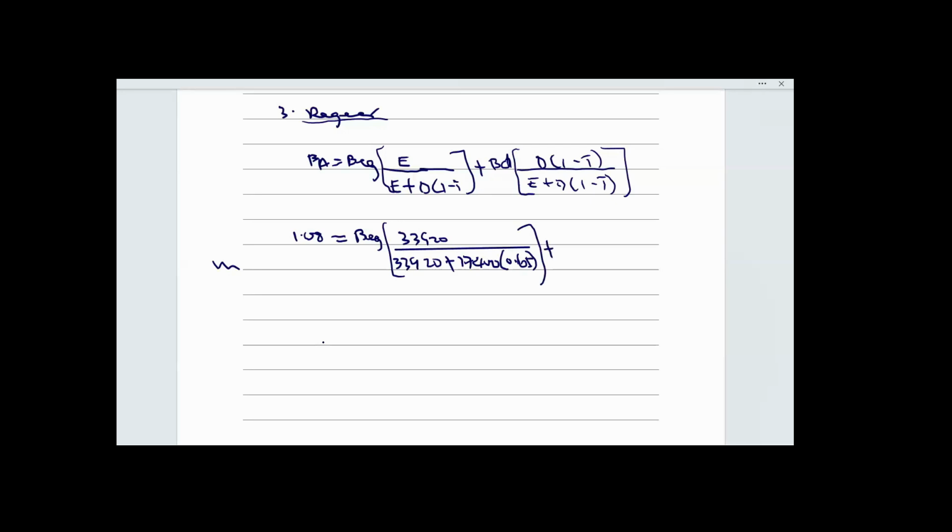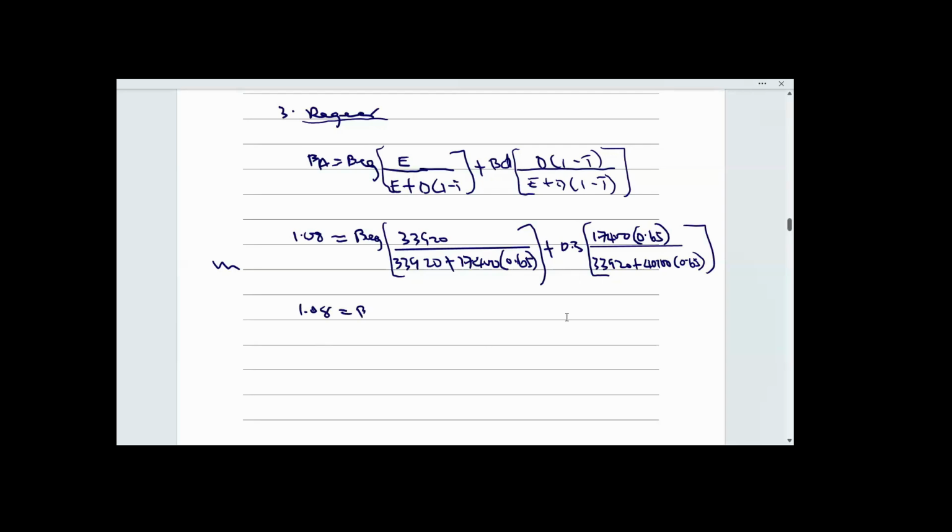Plus the debt beta, 0.3. Debt value is 17,400 of Kilimanjaro multiplied by 0.65, 1 minus tax, over 33,920 plus 4,100, 1 minus tax. Okay. So 1.08 equal to beta equity of ungeared.